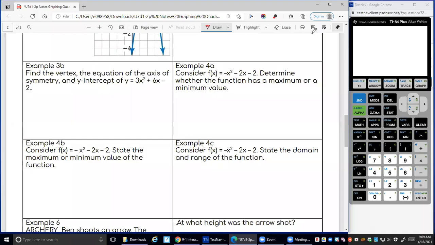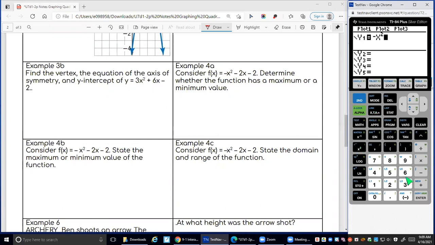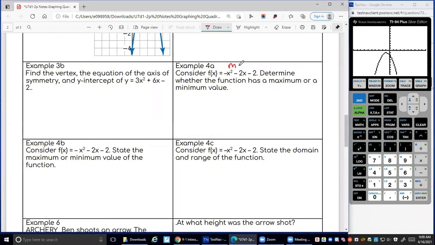All right, so example 4a, we want to consider this and determine whether the function has a maximum or a minimum value. So one way to double check is that if we go to our calculator and actually just put it in, negative x squared minus 2x minus 2, and I graph it, I hit the graph button. What do you think? Maximum or minimum? Maximum, because it's at the very top, okay? And so this actually has a maximum. So I'm going to put maximum.